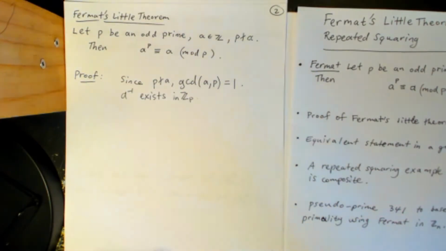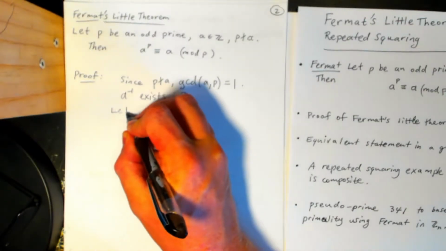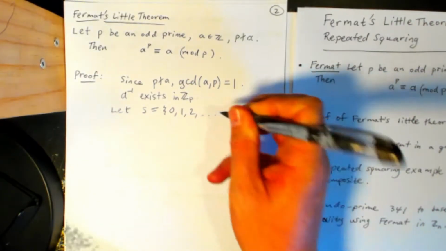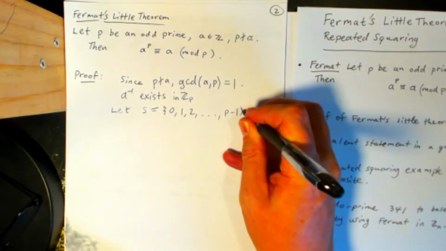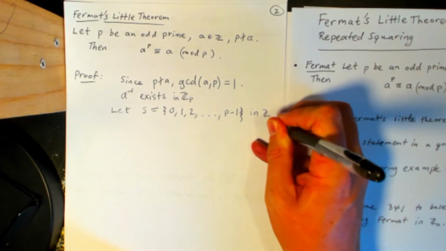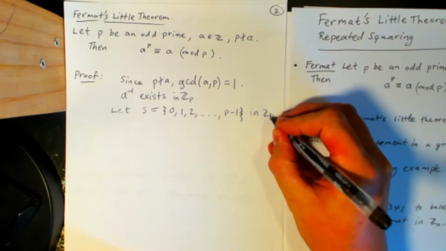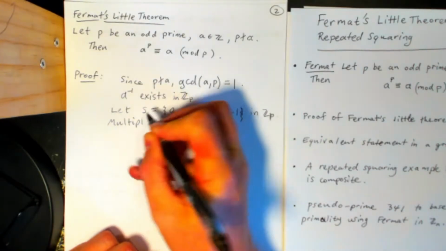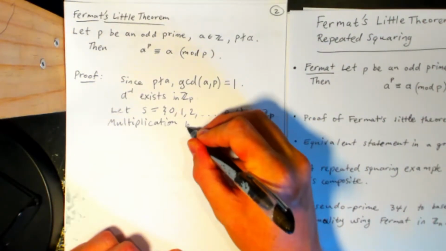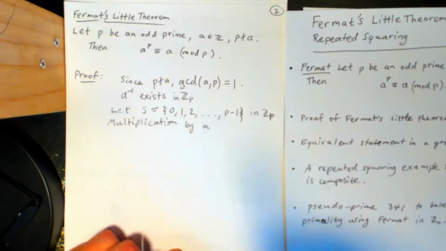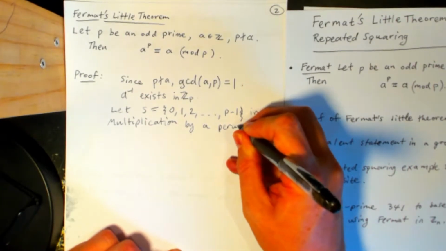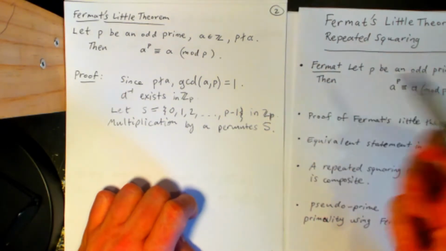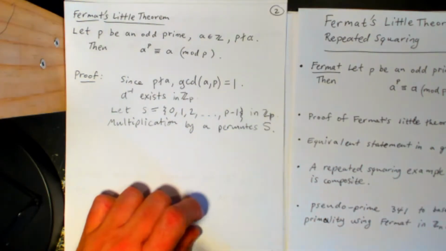All right, so now that we know that that exists, let's set out a set. Let S be equal to the set containing 0, 1, 2, up to P minus 1 in integers mod P. Okay, so multiplication by A, so we're going to multiply S by A, permutes S. Okay, and the reason it does that is because the GCD of A and P is equal to 1.